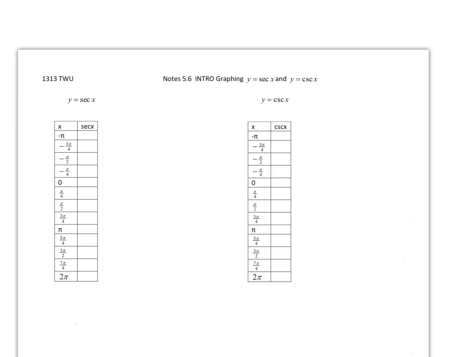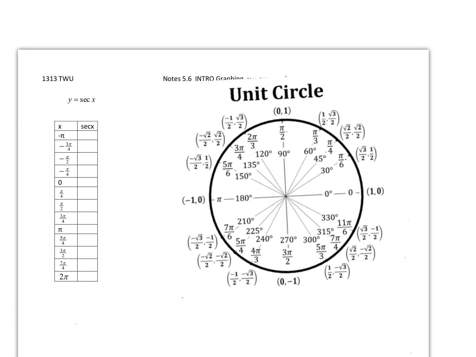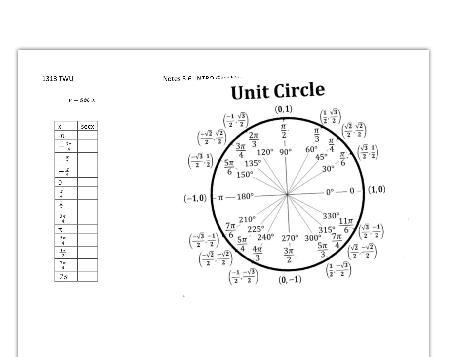All right. So what we're going to do is take our good old unit circle and find those values for secant as we go around the unit circle. So we're going to start over here at negative pi. And remember, secant is r over x, isn't it? R over x, so it's 1 over x. So 1 over negative 1 is negative 1.